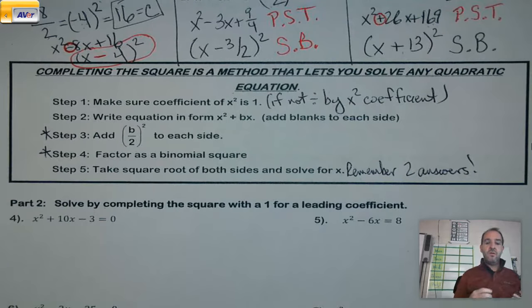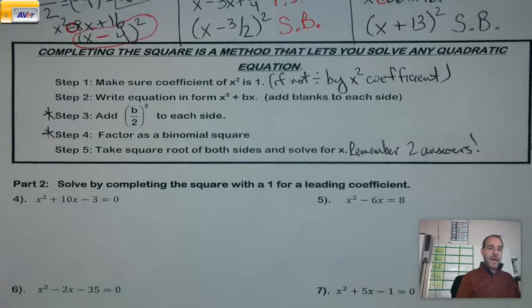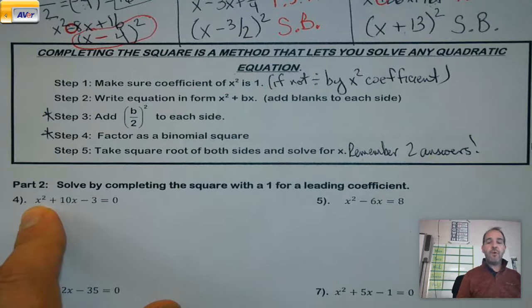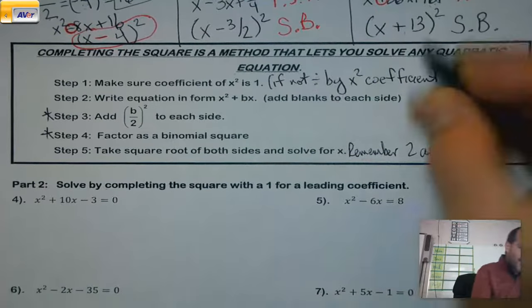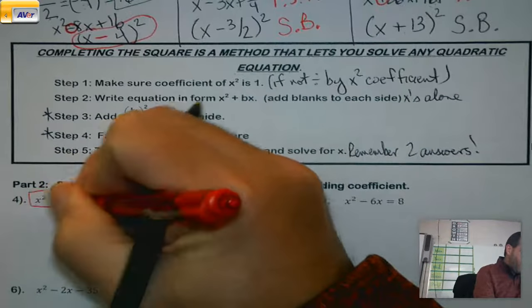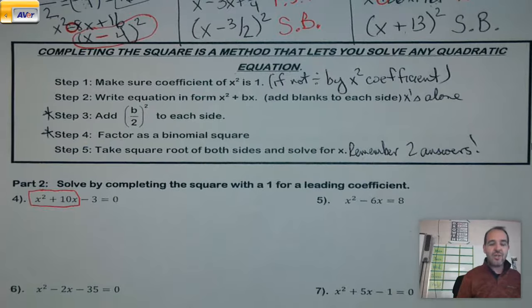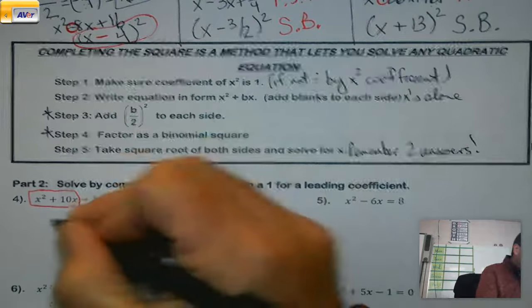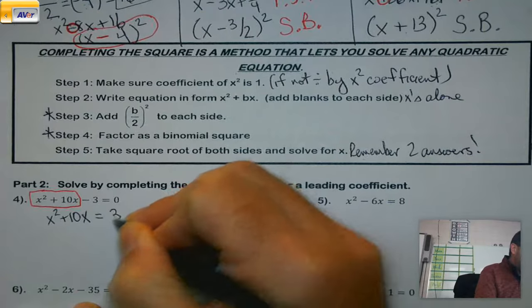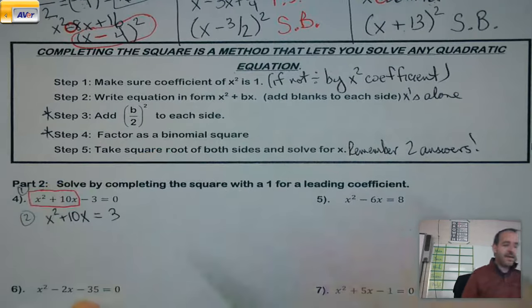So, solve by completing the square with a 1 for a leading coefficient. We're going to keep life simple. Step 1. Make sure the x squared coefficient is 1. Check. Step 2. Write the equation in the form x squared plus bx. In other words, I like to call this x's alone. If you have x, you get to stay. If you do not have x, you need to go away. So we're going to add the 3 to the other side. I am going to do my best job trying to label my steps here, at least on the first couple, so we can literally see where everything is at.